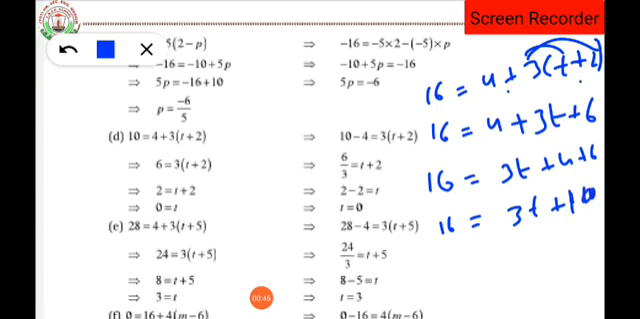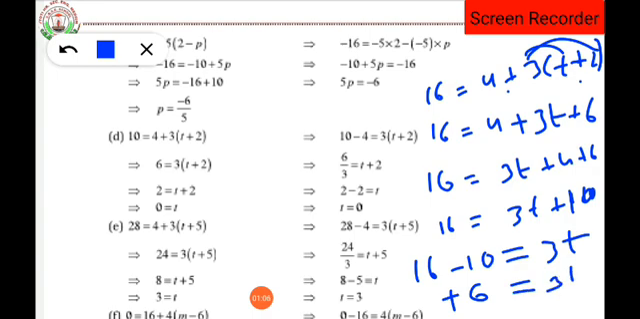Clear? Then this 10 will be transposed from right hand side to the left hand side. It will become minus 10. So 16 minus 10 is equals to 3t. Okay. So here it will become plus 6, as 16 is a greater number than 10, and whatever the number is greater, that sign comes in the answer, is equals to 3t.